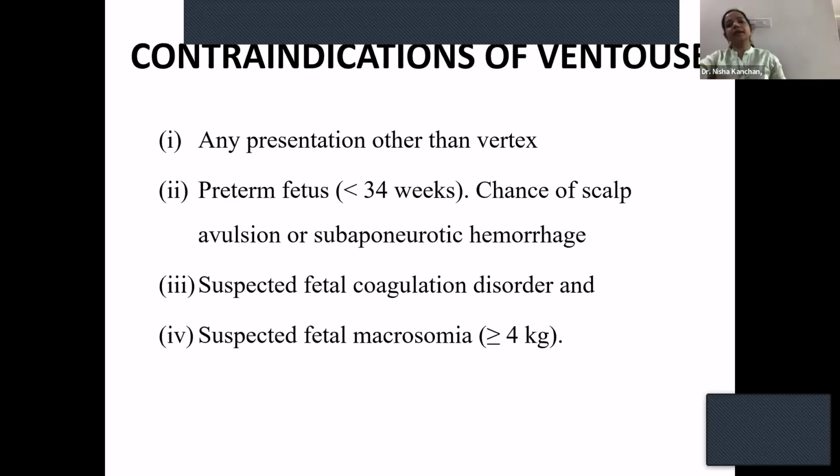Suspected fetal coagulation disorder. Baby has alloimmune thrombocytopenia. Baby's platelet count is low, genetic disorder. You apply vacuum, more chance of hemorrhage to the baby's head. Suspected fetal macrosomia, more than 4 kg. It is not going to come with your traction force in a vacuum. The amount of traction in a vacuum is only about 9 to 10 kgs. Traction force is higher in forceps, up to 20 kg. So that much traction is not sufficient to deliver a baby.